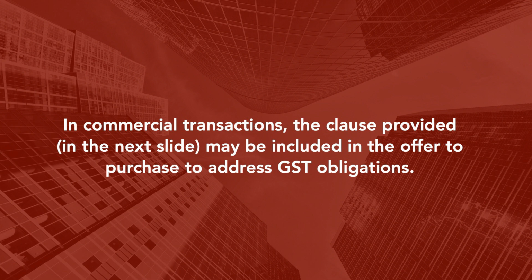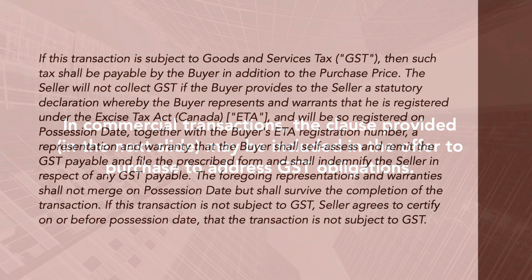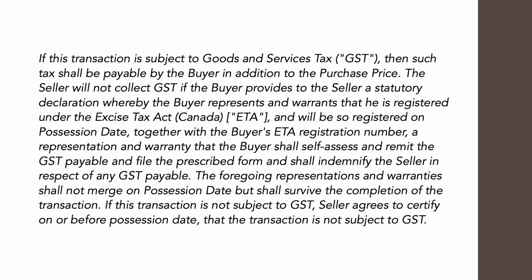In commercial transactions, the clause provided may be included in the offer to purchase to address GST obligations. Be aware that buyers who are registered under the Excise Tax Act with a GST number and are purchasing property for business purposes have specific obligations imposed by the Canada Revenue Agency. Make sure your clients have consulted an appropriate expert and understand their requirements before writing an offer to purchase. Failure to do so could have significant financial implications for the buyer and their business.